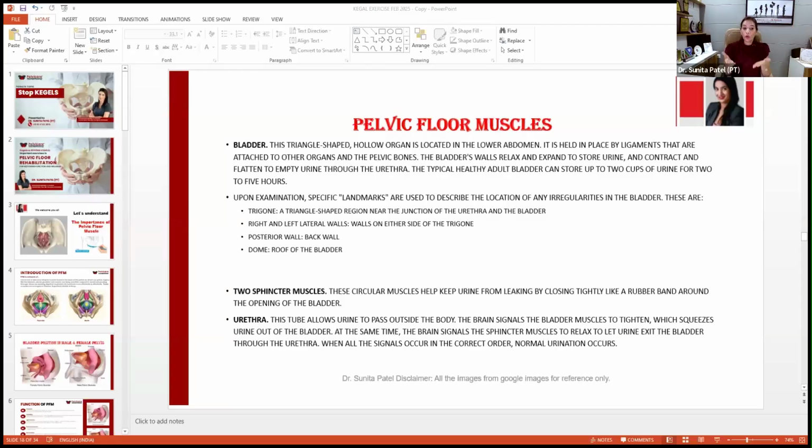So we want the good tone. So muscles should have a good firm tone. We don't want these muscles to go hypertonus, where the tone is hyper, or we don't want these muscles to lose the tone also, that there is no tone at all, hypo. So these are the dysfunctions of the pelvic floor, if you understand.